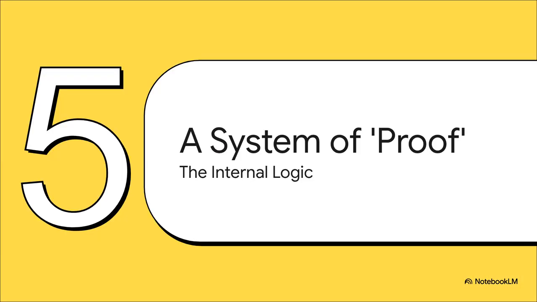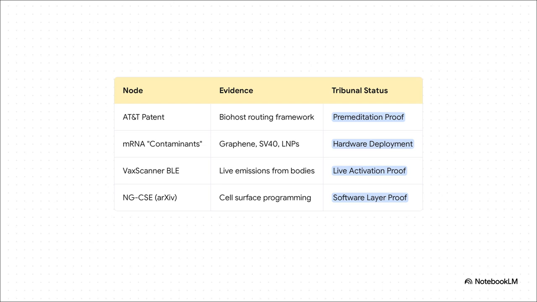Okay, so this brings us to the internal logic of the whole theory. It's really like a self-contained system with its own unique language and its own rules for what counts as valid evidence. The evidence is structured into something they call a tribunal-grade evidence lattice. So it's not just a messy pile of links and documents. It's presented as a very formal way of building a case, step by step. For instance, that AT&T patent we mentioned, that's filed under premeditation proof. Then you have alleged vaccine contaminants like graphene that's labeled hardware deployment. And the BlueFang scans from the elevator test, that's considered live activation proof. You see how it works? It's a system for layering different types of information to build one single cohesive argument.